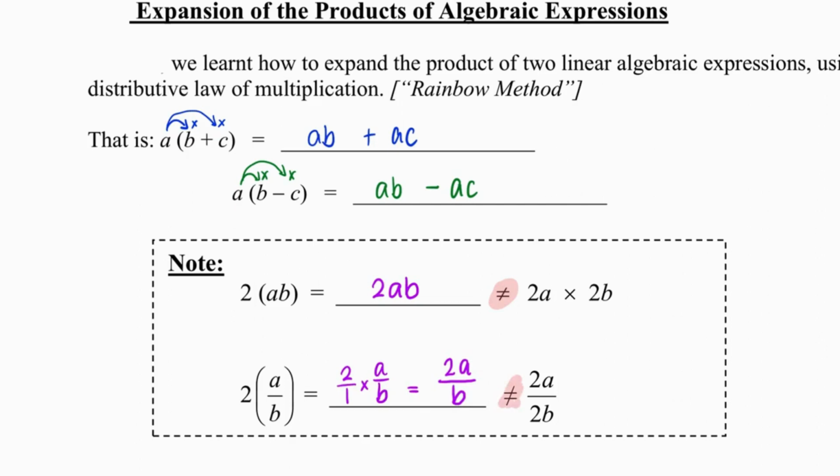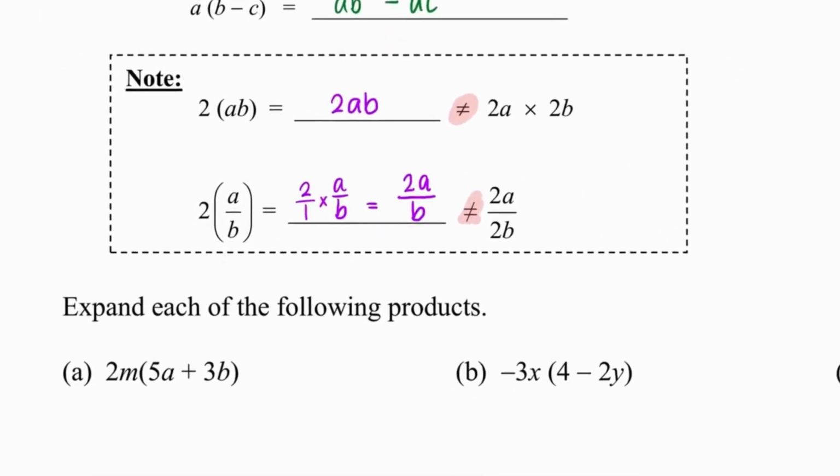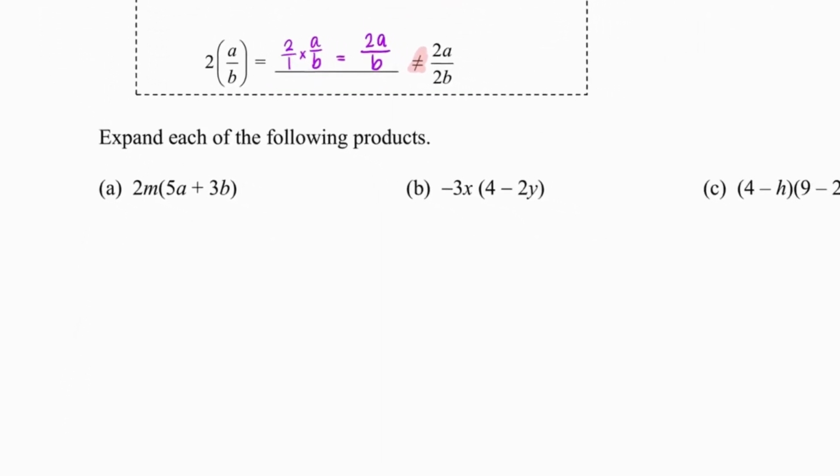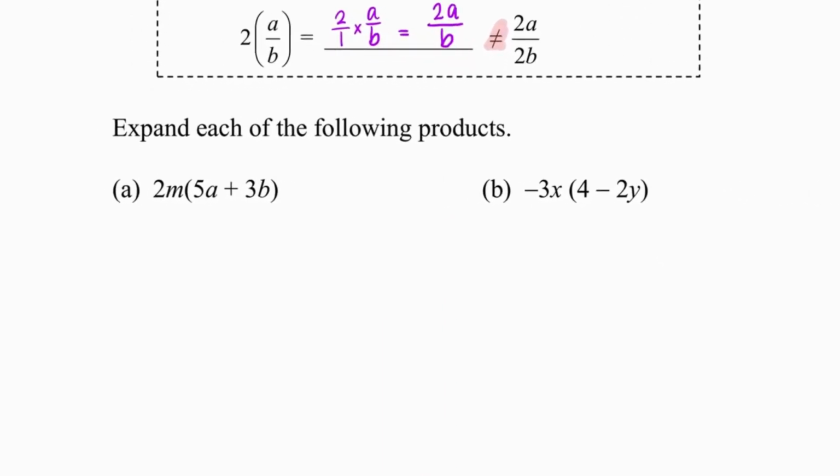Okay, and bearing that in mind, let's look at 3 examples here. So this is just a quick example. So from here, we will then be able to get 2 times 5 is 10. M times A is MA or AM. 2 times 3 is positive 6. M times B is BM or MB. And we are good.